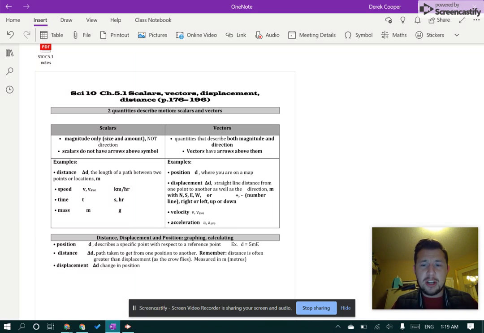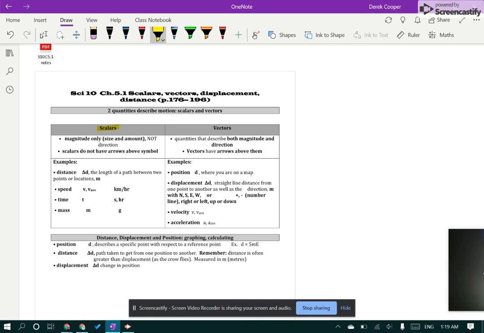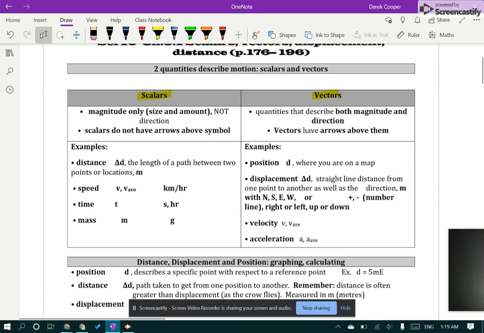So we've talked about, and I'll move this off to the side here so we can actually see what we're working on, but we've talked about two different quantities of motion. We talked about our scalars and our vectors. So from the first video we did yesterday, we know that scalars are magnitude only, size and amount. We do not have direction on those guys. So as a result, we don't have arrows above any of our symbols.